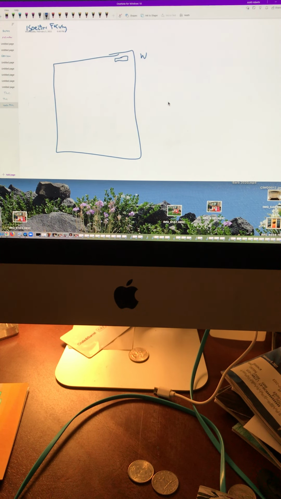Isoelectric focusing. What's the W mean? Well, it's where you loaded it. And you can have the well on the top or bottom. It doesn't matter. This is a picture of a gel. It's not even real, guys. I hate to tell you.